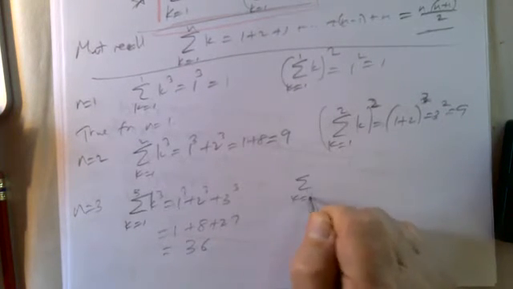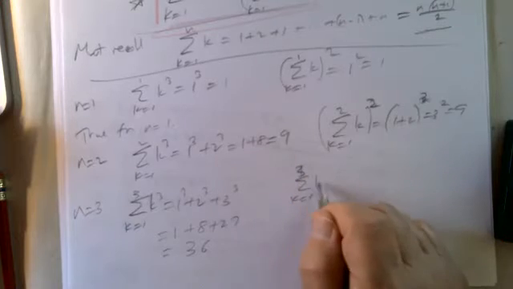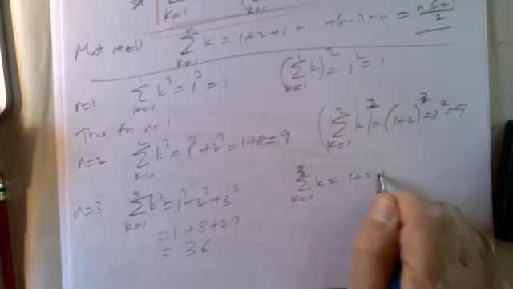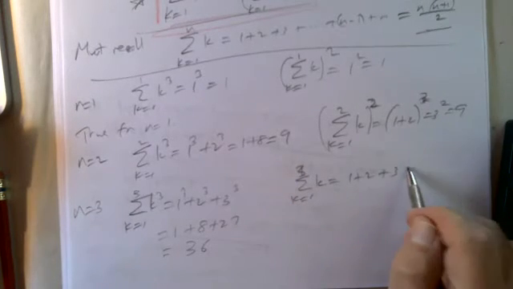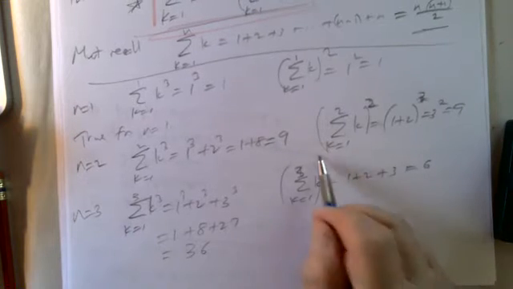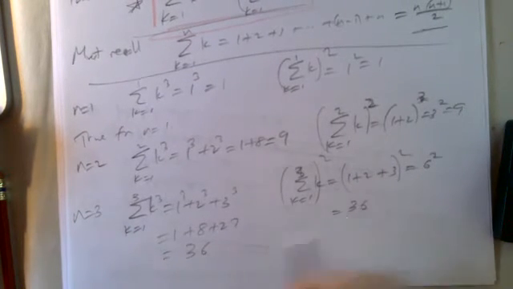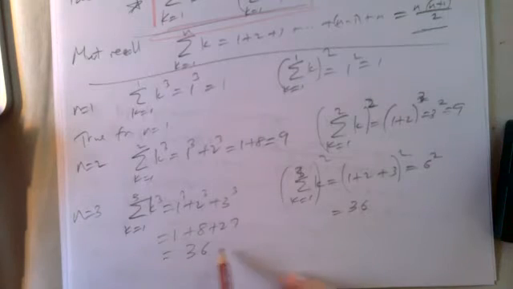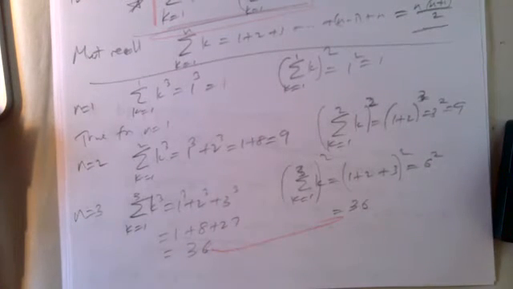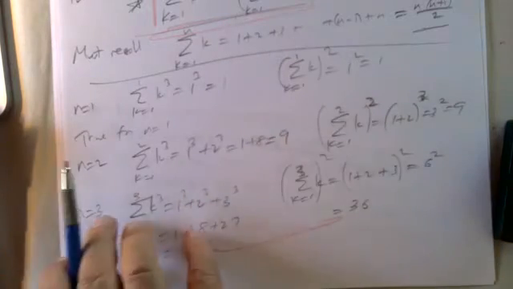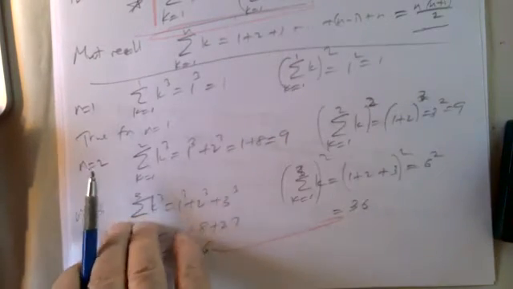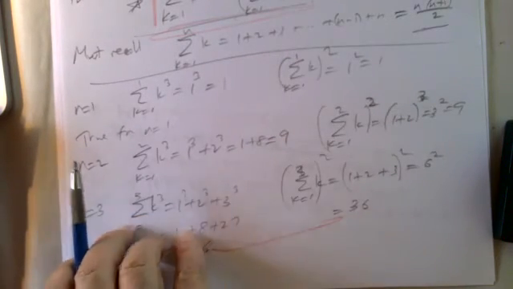What's the sum from k equals 1 to 3 of k? That's 1 plus 2 plus 3, which is 6. If you take the square of that, you get 36. Right? Still the same. So we know this statement is true for n equals 1, n equals 2, and n equals 3.